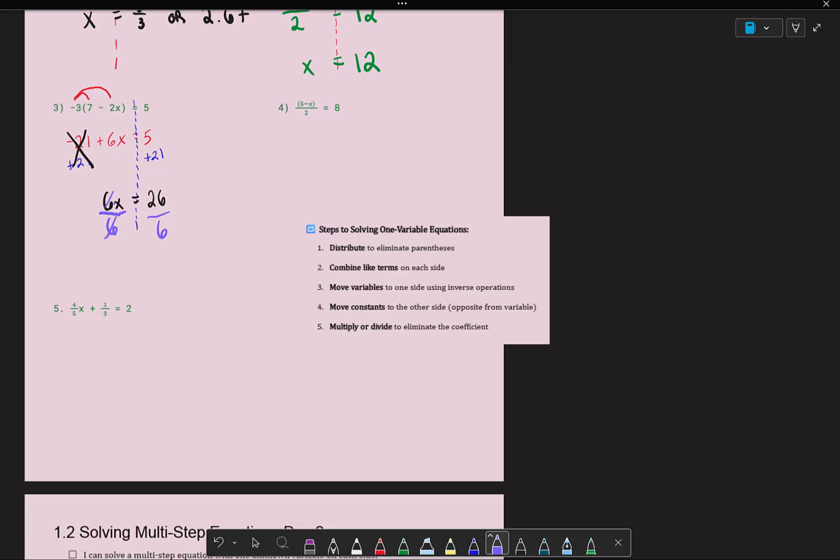6 divided by 6 is 1x. And then 26 divided by 6, that's going to be a decimal, so I'm just going to leave that as a fraction. I could reduce that because both those numbers are divisible by 2. So this could be reduced to 13 thirds. So 13 thirds is our answer. If you wanted to convert that to a decimal, I believe that's 4.3 repeating.